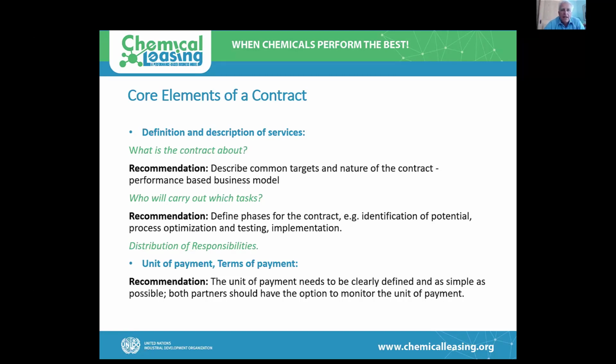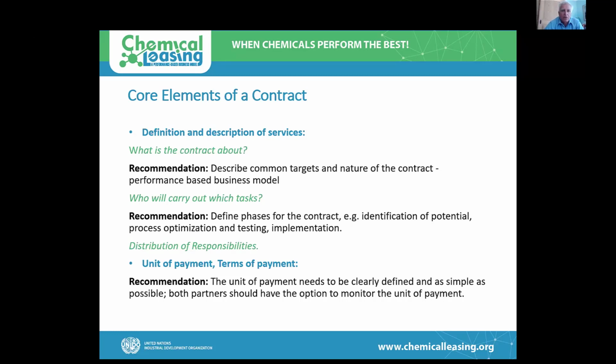So we would say in a contract, the definition and the description of services should be mentioned. What is the contract about? And so it is recommendable to describe the common targets and the nature of the contract. It's a performance-based business model. It's not just selling material like in the past. It has this idea to have a new type of collaboration and to pay for the performance of a chemical.